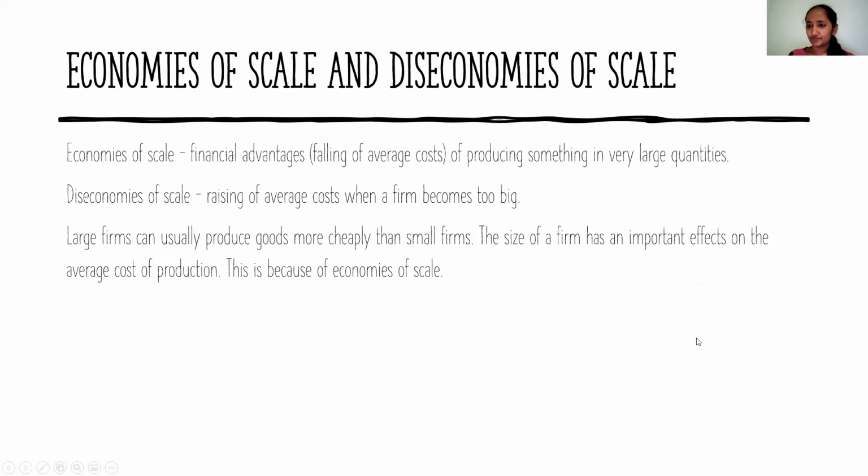Okay, just a little recap. Economies of scale is the financial advantage, or falling of average cost, of producing something in very large quantities. And diseconomies of scale means rising of average costs when a firm becomes too big. Large firms can usually produce more cheaply than small firms. The size of a firm has an important effect on the average cost of production. This is because of the economies of scale.